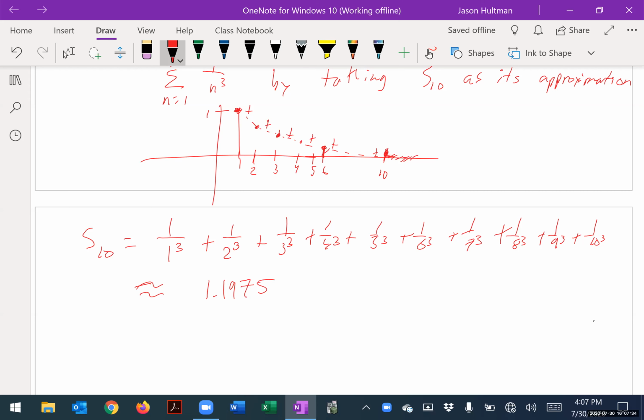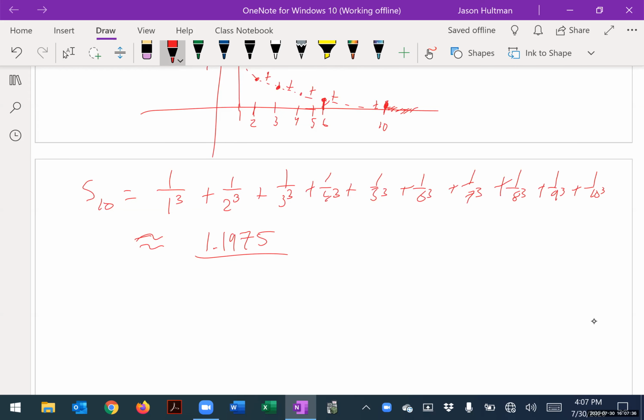And so what is this saying? This is our approximation. We're asking how good of an approximation is this? What is the error on this thing? What is the error bound?